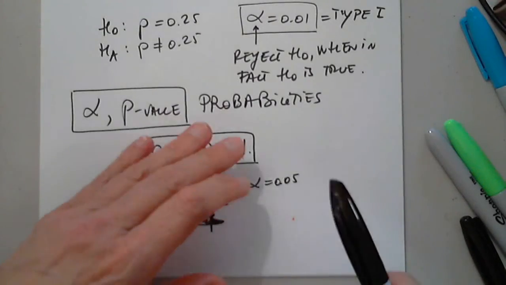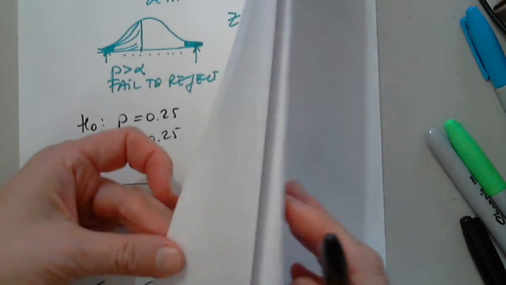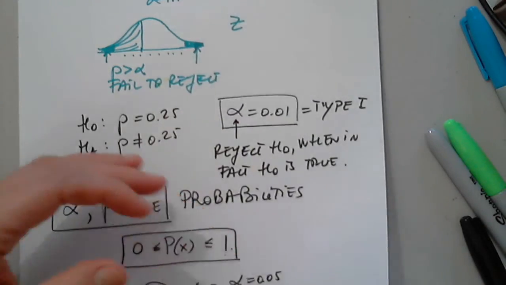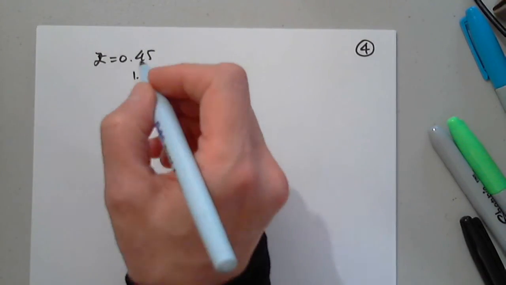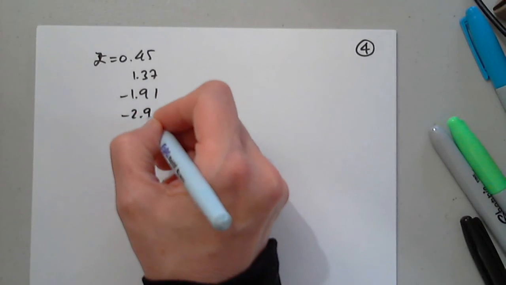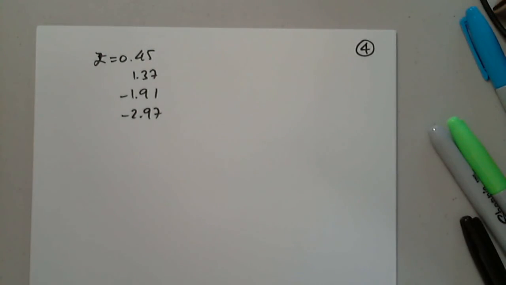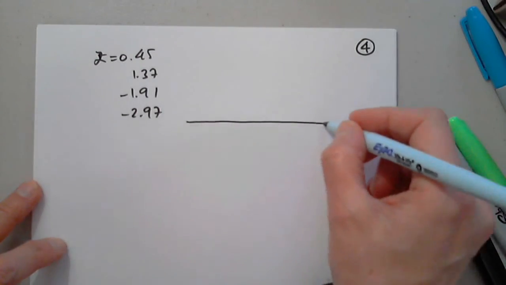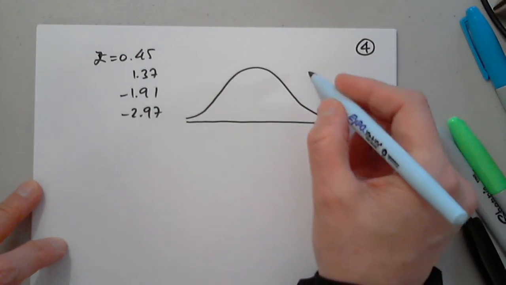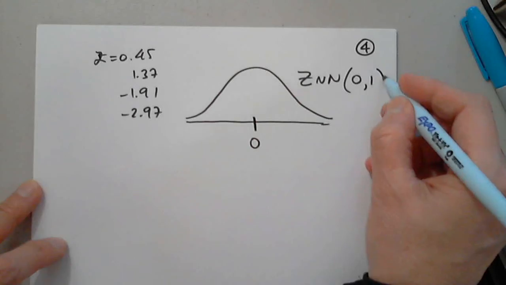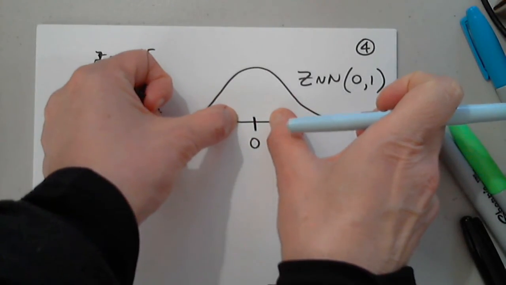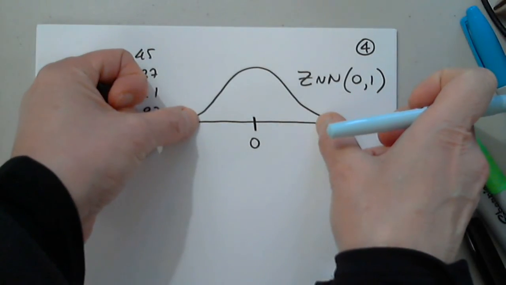Okay, let's also do this one, and then I'd like to illustrate with different test situations. The test is the same. It's only one test. So we have z values given to us: 0.45, 1.37, negative 1.91, and negative 2.97. Again, the graph tells us everything. So remember the z distribution. We know that it's standard normal, with the mean 0 and the standard deviation 1. Minus 1 plus 1, minus 2 plus 2, minus 3 plus 3.